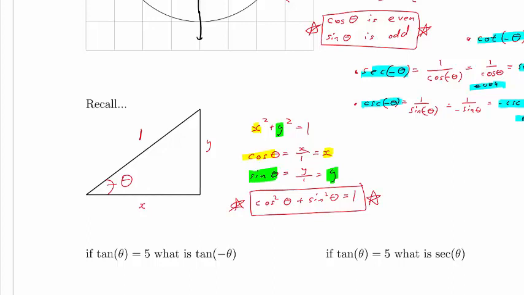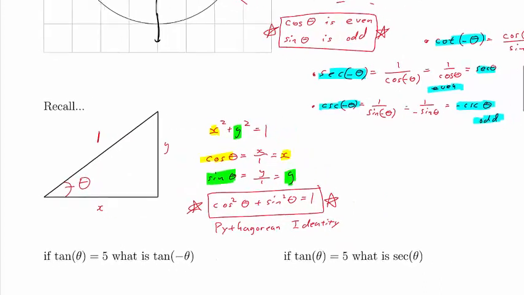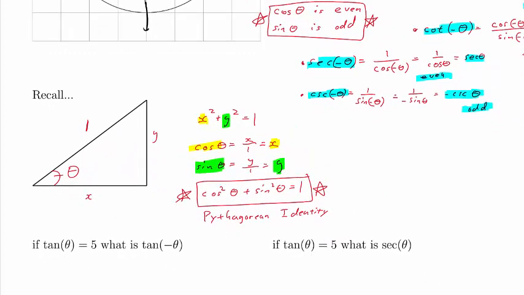Now from this, we can figure out some of the other fundamental identities. This is called the Pythagorean identity. And again, it is very important. You should commit that one to memory if you do not have it already done so. All right, so let's use this to come up with our other Pythagorean identities.